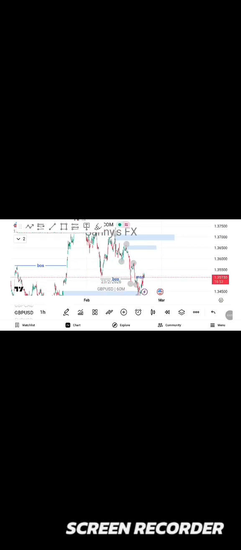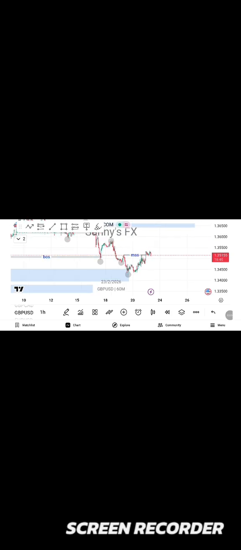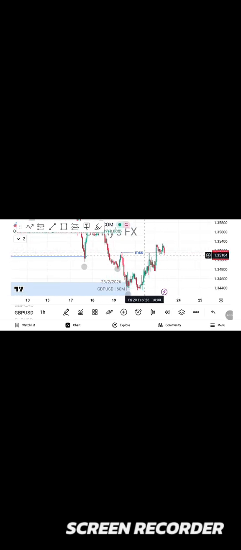Now today, coming to today, what I noticed was after we break structure to the upside, we have an associated demand zone that led to that break of structure.